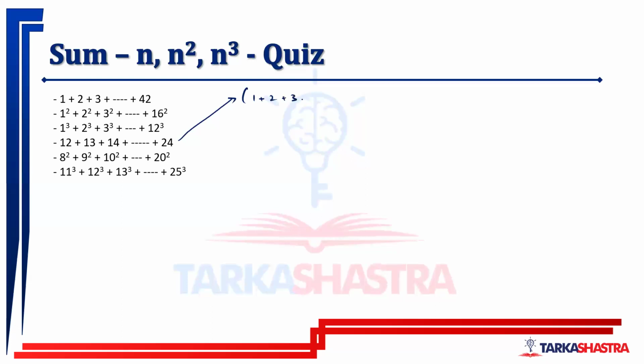1 plus 2 plus 3 up to 24 minus 1 plus 2 plus 3 up to 11. What will happen in this case? I know the formula for 1 plus 2 plus 3 up to 24. It is n into n plus 1 by 2. I know the formula for this as well, the same formula n into n plus 1 by 2. But when I do this minus this, all the values up to 11 get cancelled and I get this answer, 12 plus 13 plus 14 up to 24. If you observe, everything up to 11 will get cancelled, no? And we will get 12 plus 13 plus 14 up to 24.